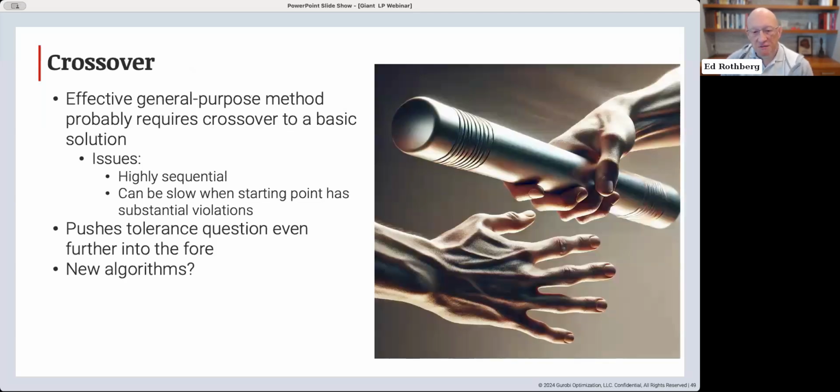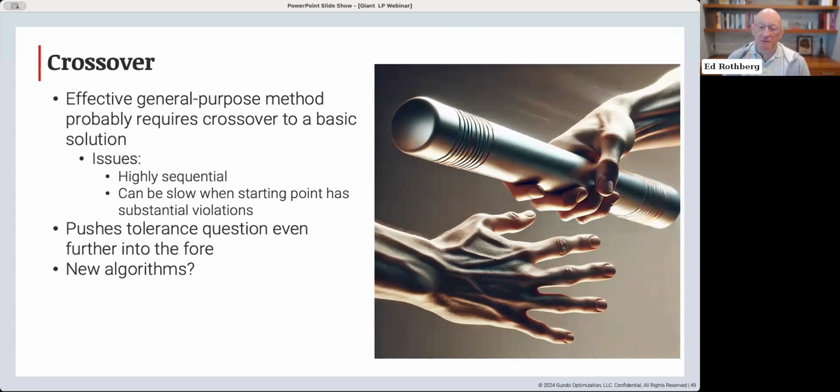So if PDHG is going to be an effective general purpose method, my prediction is we're probably going to need something like crossover to get to a basic solution or a solution with higher quality. And the issue here is that crossover is highly sequential, and if the starting point has substantial violations, crossover can be slow.